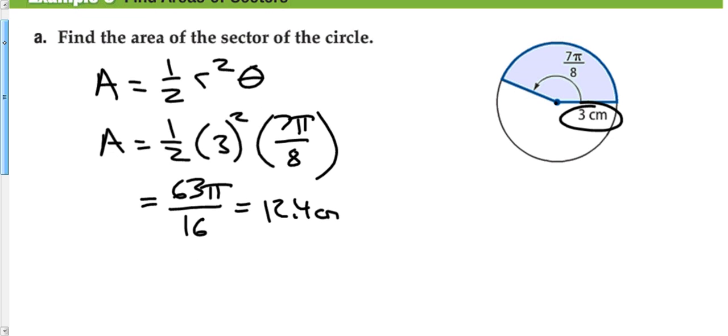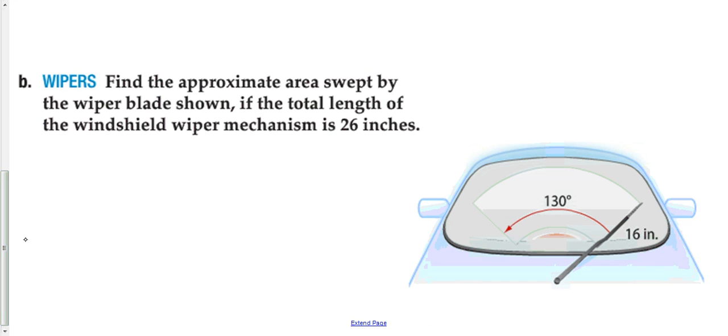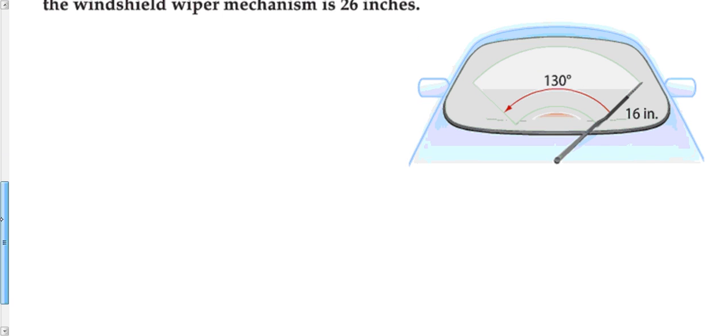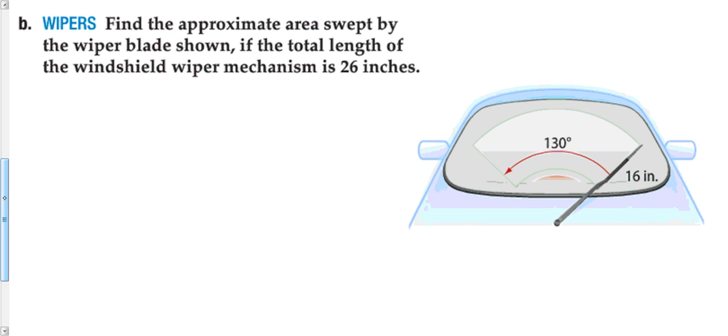Let's finish with a problem that's a little bit harder. Okay. Windshield wipers. Find the approximate area swept by the wiper blade shown if the total length of the windshield wiper mechanism is 26 inches. So that means that this thing right here, the whole mechanism is 26 inches. And, of course, this piece is 16 inches.